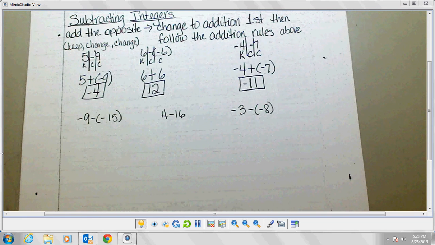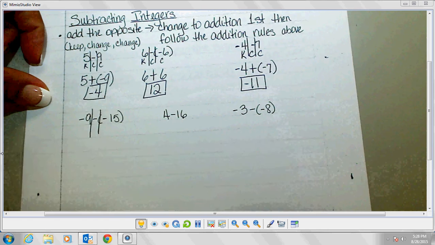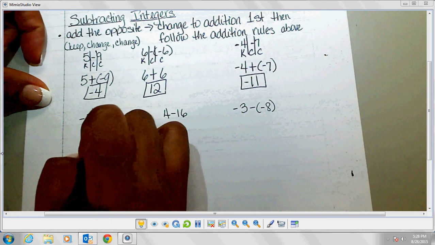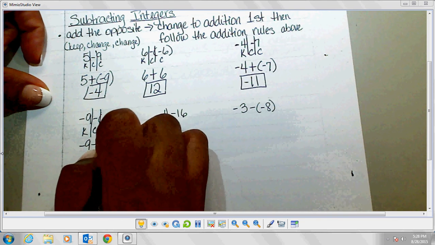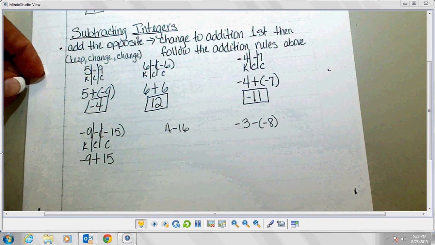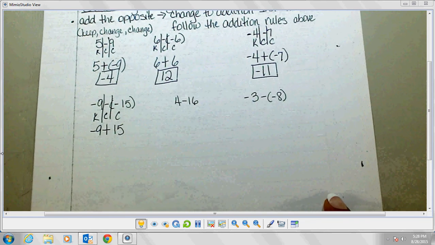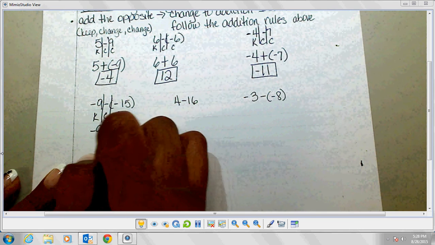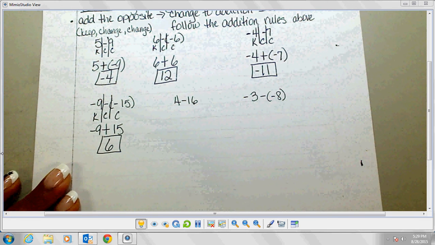Okay, my next example, I have -9 minus -15. So let's keep change. So I keep -9. I change the minus to plus, and I change the -15 to a +15. So now I'm going to apply my different signs rule, which says subtract the numbers, keep the sign of the larger absolute value. So when I subtract 15 and 9, I get 6, and the answer is positive because 15 has the larger absolute value.